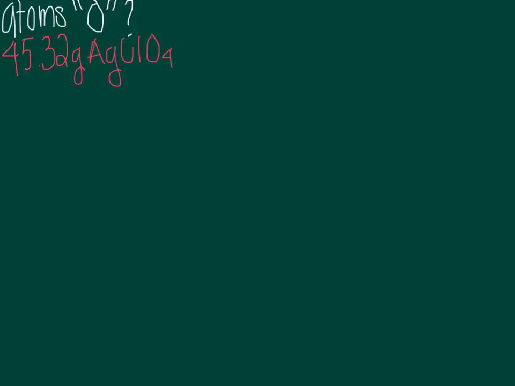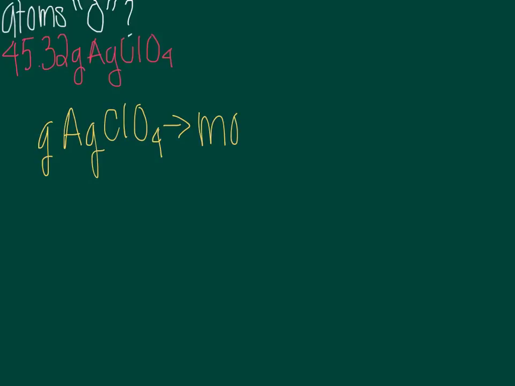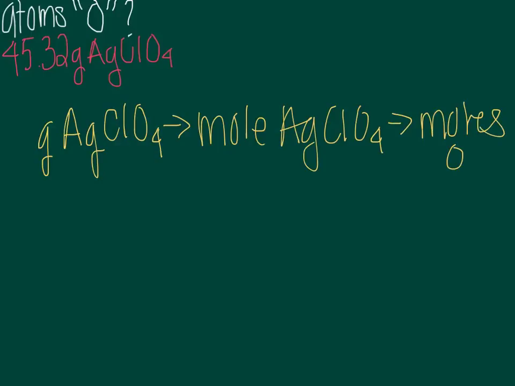So today I will be showing you how to solve the equation: how many atoms of oxygen are in 45.32 grams of silver perchlorate? I'm first going to draw how I'm going to set up this equation in order to solve for atoms of oxygen. I'm going to start with the grams of AgClO4, then convert to moles of AgClO4, to moles of oxygen, and then atoms of oxygen.